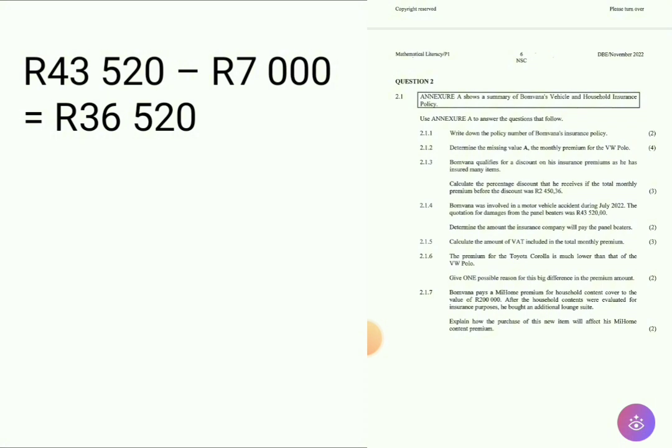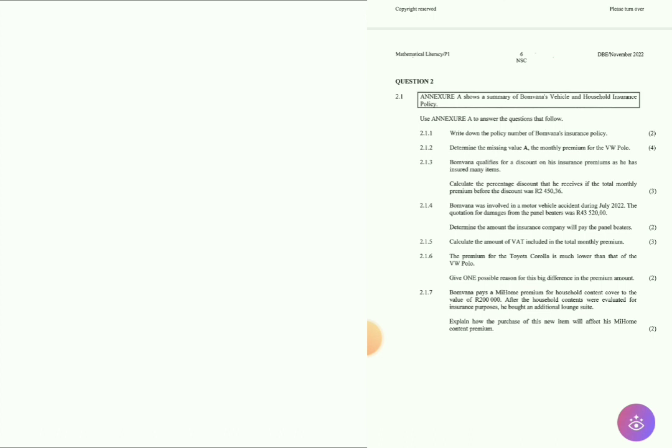Bomvana's responsibility is just to pay 7,000 rand. That's the only responsibility he has. He has to pay 7,000 rand, and then the insurance company will take care of the rest. That's why we minus the 7,000 rand, because you're just trying to calculate how much money the insurance company will pay. 2.1.5. Calculate the amount of VAT included in the total monthly premium.